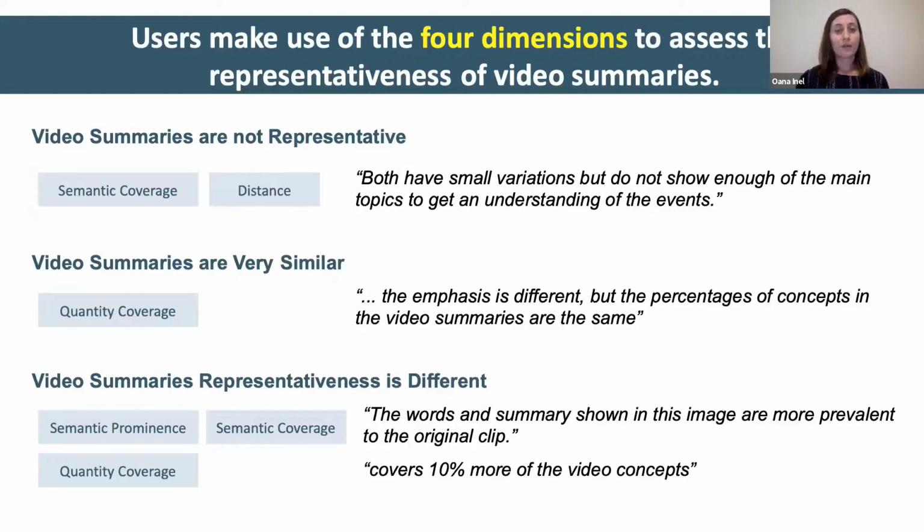Further, we found that although the dimension of quantity coverage has the least utility in assessing representativeness, it is still useful when the 2 summaries are very similar. And finally, the key concepts of the video, expressed by semantic coverage, semantic prominence, as well as distance, seem to be the main aspect of assessing representativeness of video summaries.